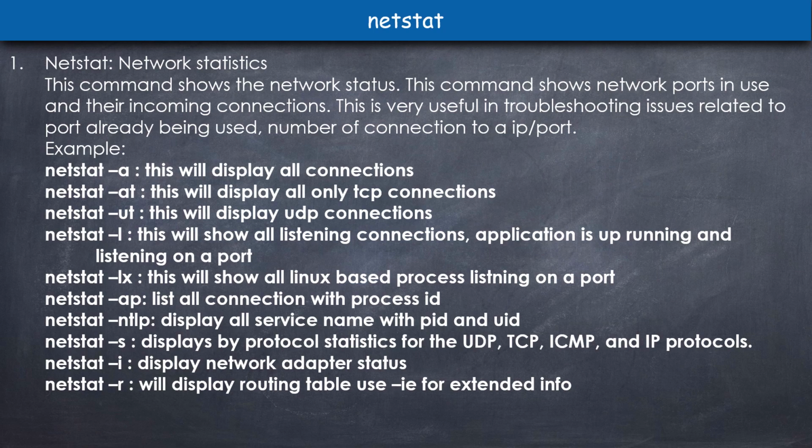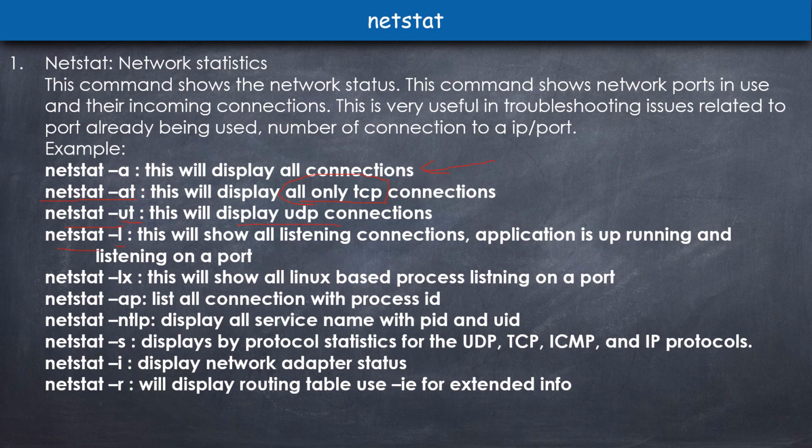Okay. So netstat -a will display all the connections. As you can see here, all the connections which are listening or waiting or close wait, all the connections on the Linux system. If you give netstat -at, this will give you all the TCP connections. It will not show the UDP connections. Okay. So netstat -ut will display all the UDP connections.